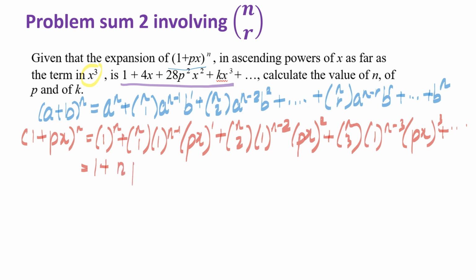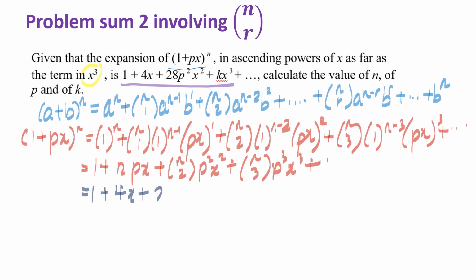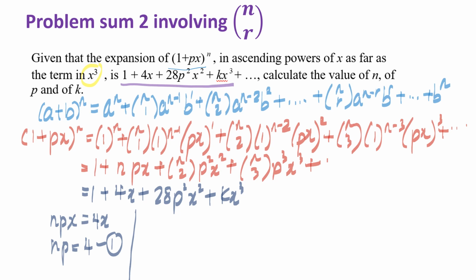1 to the power of anything is 1. So that will give you px, then nC2 p squared x squared, nC3 p cubed x cubed, and so on. That will be equal to 1 plus 4x. Okay, so we can do a comparison. Obviously 1 equals 1, so we're not going to be bothered with it. So we compare npx equals 4x. Divide by x on both sides, so np is equal to 4. There are two unknowns there, we can't do much, so we're just going to keep it. And then of course this is equal to this. It's very logical, right? You just compare x squared with x squared, x cubed with x cubed, x with x, 1 with 1, that kind of thing.